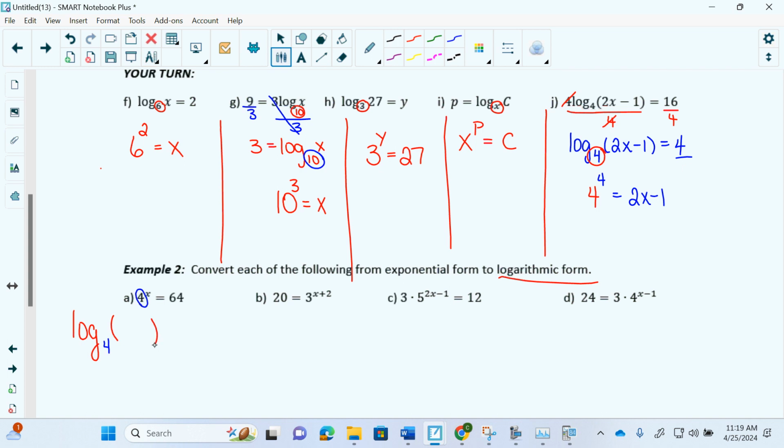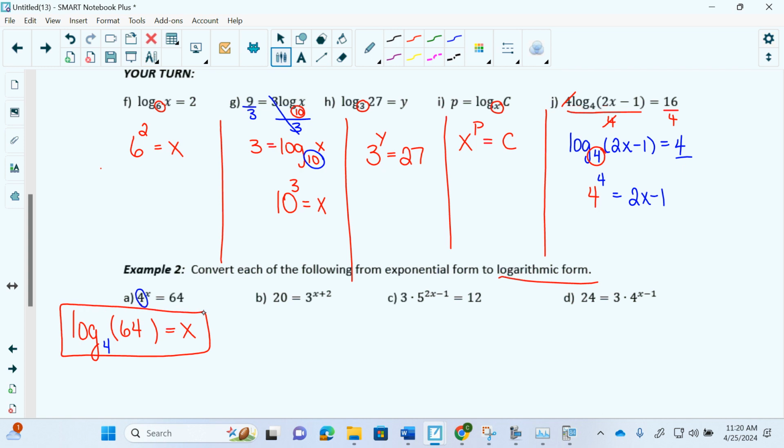What's going to go beside it? 64. Why? Because what's friends doesn't stay friends, right? So if you put your base in immediately, that one's done. I always circle it. Then what goes beside it is going to be what's not its friend currently. And then it's going to equal x, what's left over.